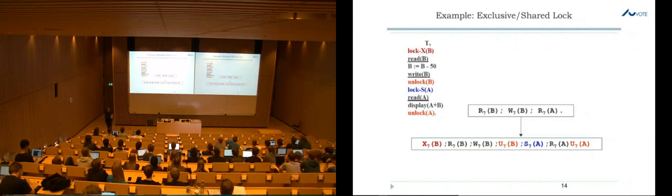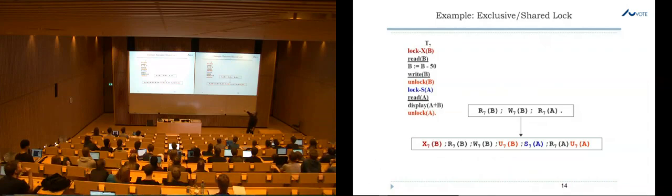And the locks are in red color. I mean, the exclusive locks are in red color, and a shared lock is in blue because it's not so prohibitive as the exclusive one. So you see that at the beginning, this transaction is going to read B, but we also know, or the scheduler knows, that it's going to be writing on B. So it requests an exclusive lock on this item.